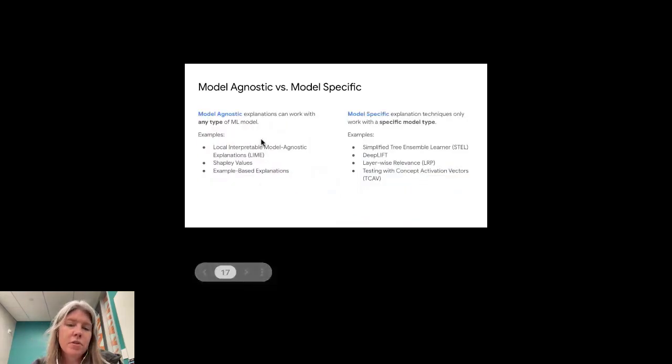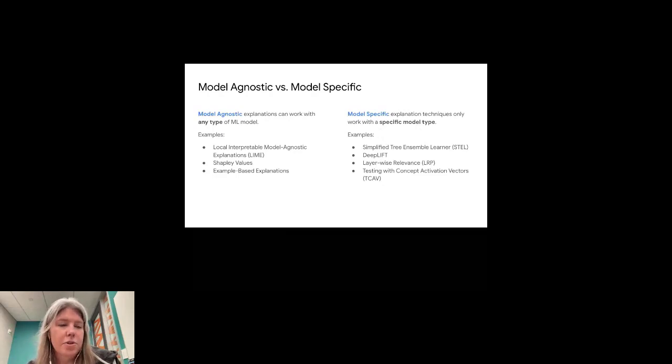And when it comes to explainability techniques, there are some that are model agnostic. That means they can be applied to virtually any type of machine learning model. And then there are other techniques that are model specific. That means exactly what you think it means, that it's designed to work specifically with certain types of model architectures.